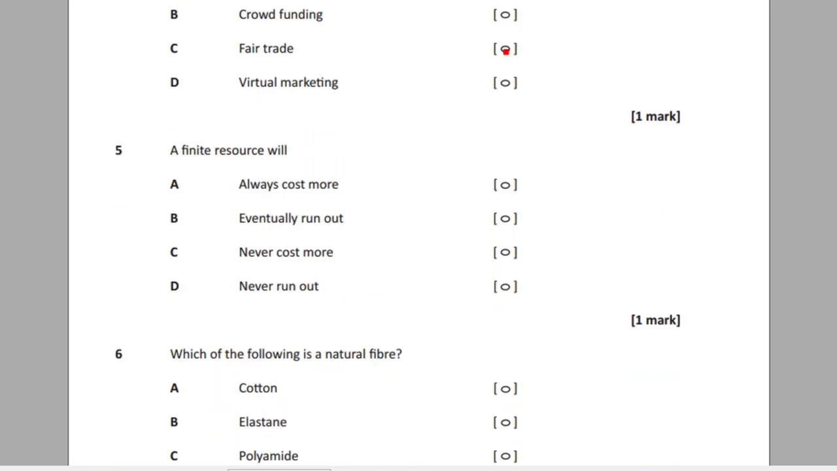Now, it says a finite resource will. So we know the word finite means that it won't last forever. Infinite is the opposite, will last forever. Okay, so D, never runs out, which probably refers to infinite, can't be the right answer. Never costs more, so that will be value or economical, so I wouldn't think it's finite. Let's go for this one. Eventually runs out. That sounds about right, so this is it. And always costs more will probably refer to something being very expensive.